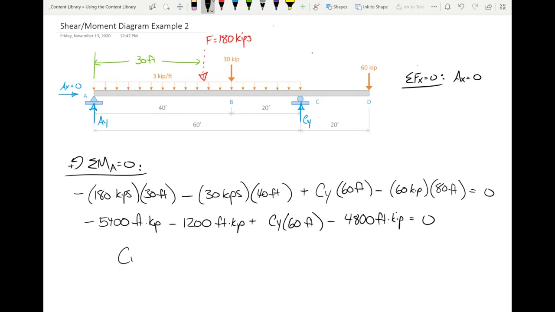Let's move the CY over here. And then 5,400, 1,200, 4,800. That's minus 11,400. So can somebody tell me what CY is going to be? Just looking at this. I just want to make sure everybody's paying attention. Positive 190.